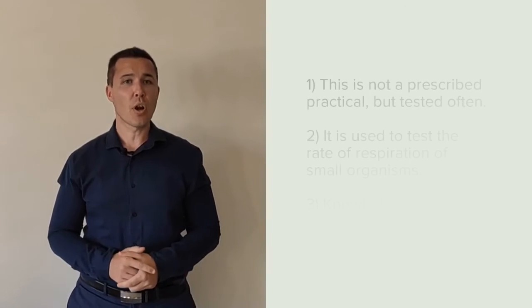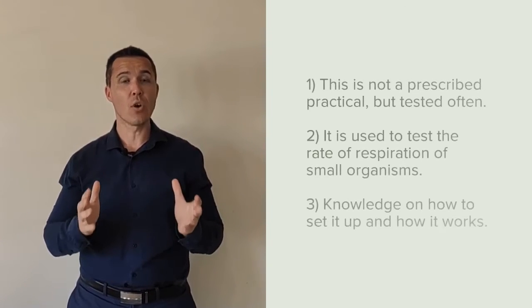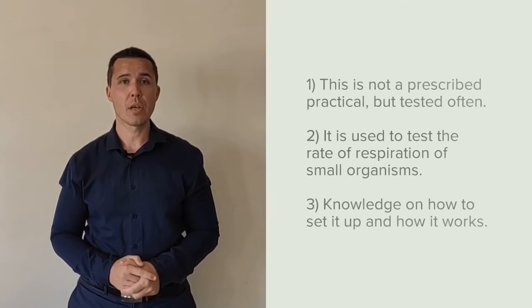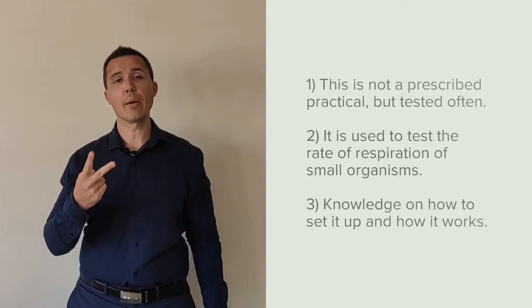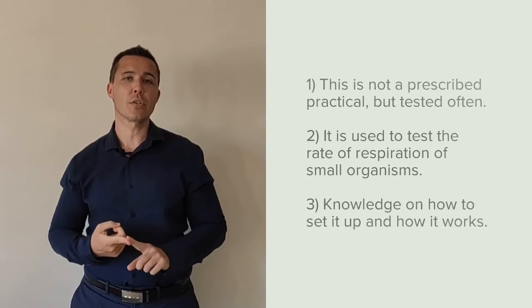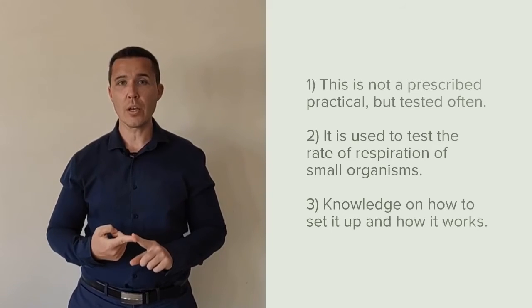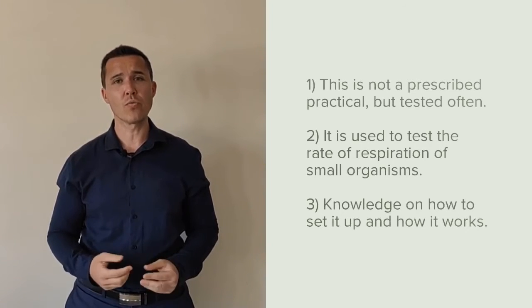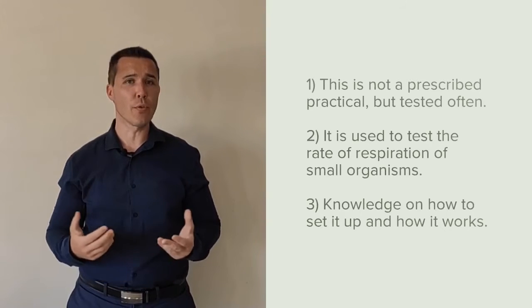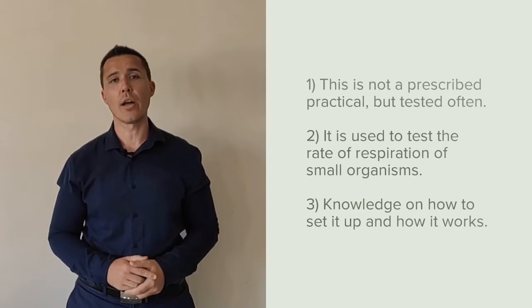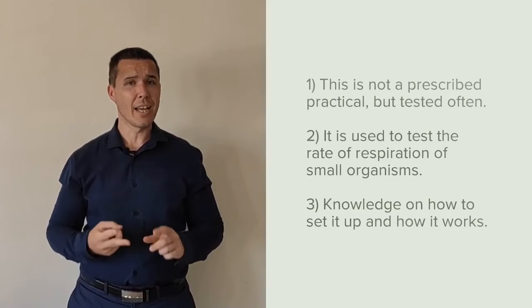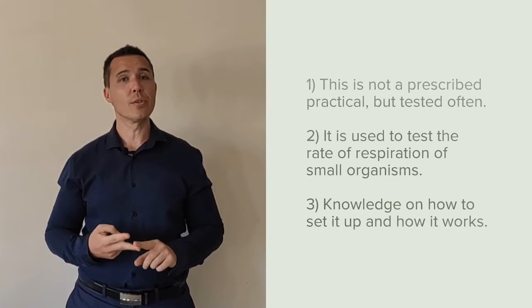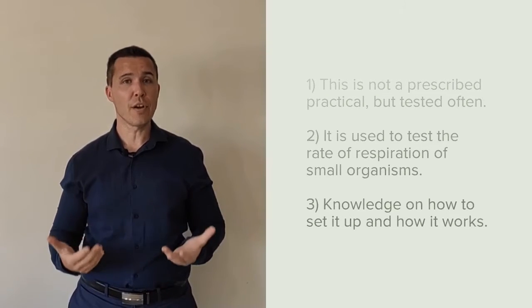This is not a prescribed practical, but it is tested often within Paper 3. So there are 2 things you need to be able to do. The first, a respirometer is a device that is used to measure the respiration rate of small plants or invertebrates, and it is listed in the guide at topic 2.8. And second, you need to know how to set it up, how it functions, and what chemicals are used.